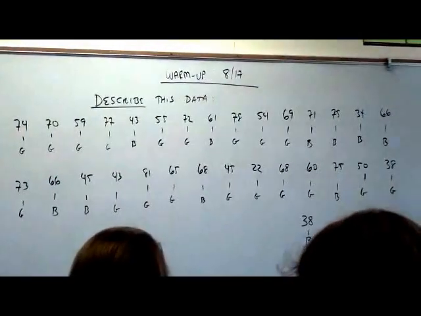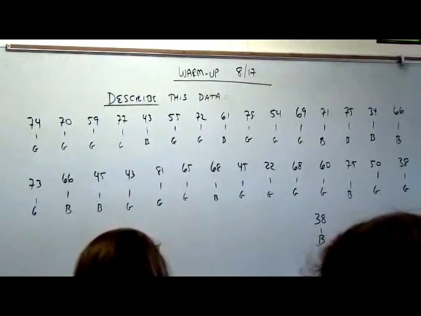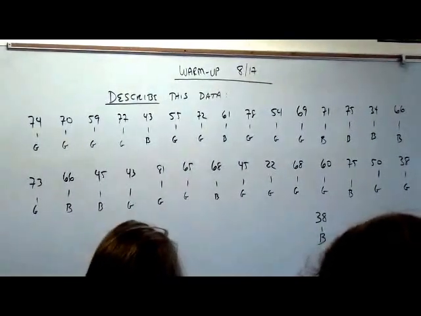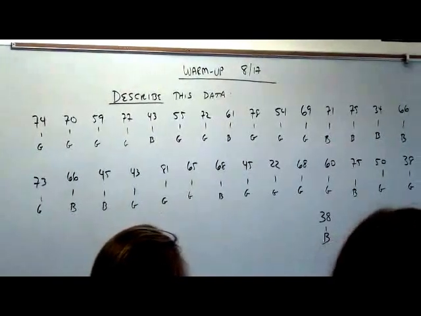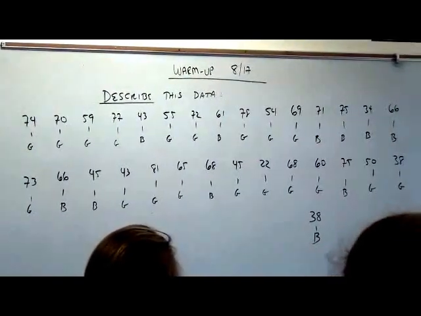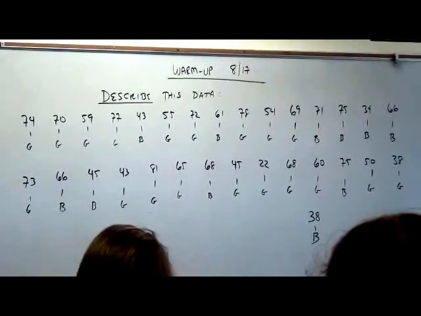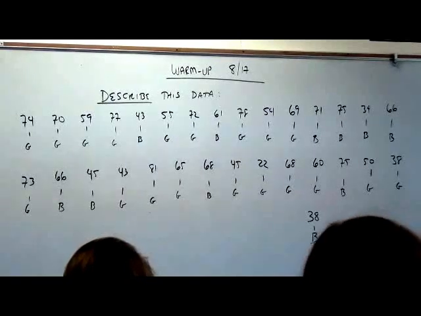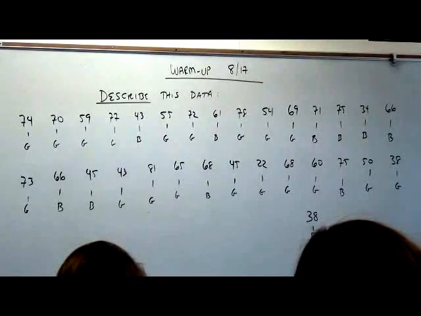Bail me out. This was 2009's test results. I can't see the board. James, tell me something. There's 31 students in that year's class. Is there 31? Is the count wrong? Check my count. Is it 31?